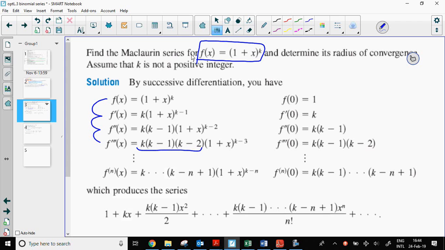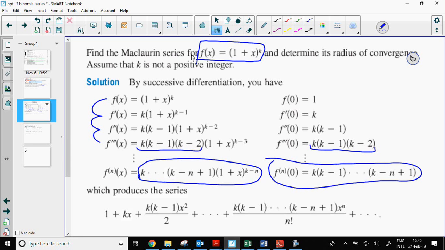And we see another pattern happening here. It's actually the same exact product on every level. So therefore, we have an expression for the general nth derivative. And from there, we can work out that nth derivative evaluated at x equals 0. And then that becomes our coefficient.